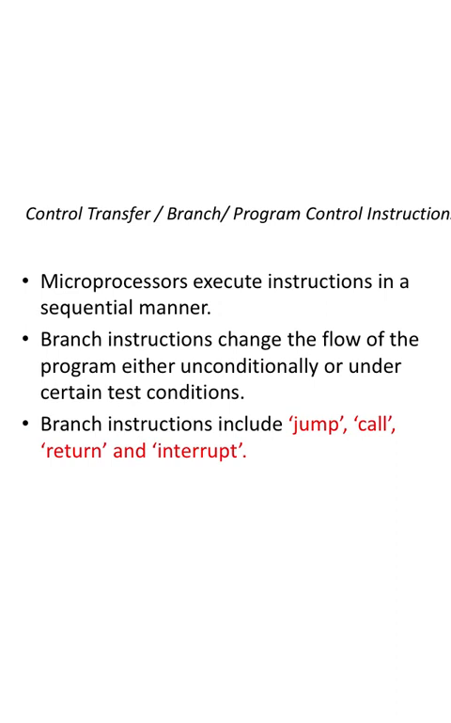Control transfer, or branch, or program control instructions. The microprocessor executes instructions in a sequential manner. Branch instructions change the flow of the program either unconditionally or under certain conditions. Branch instructions include jump, call, return and interrupt.